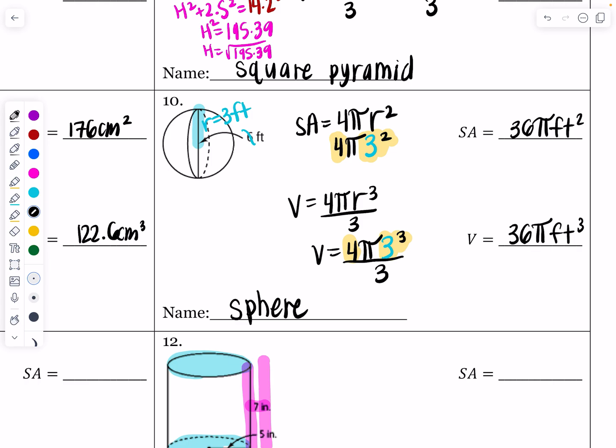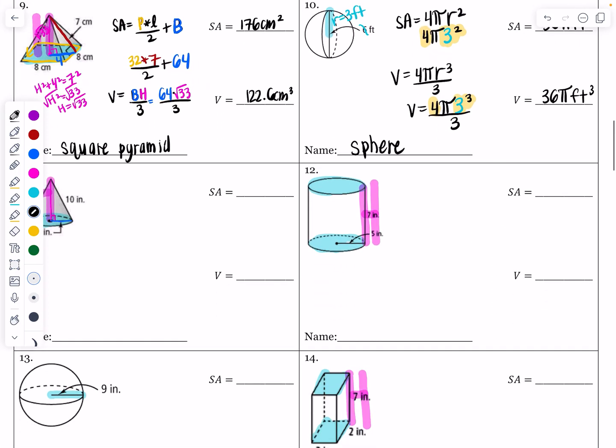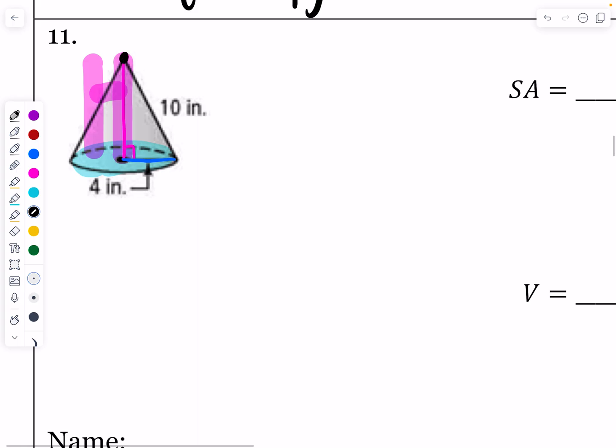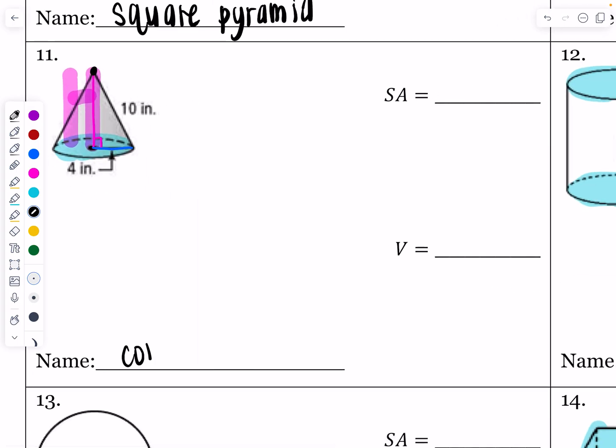So this is cool. The surface area actually matches the volume on this problem. One is in feet squared because it's surface area. One is in feet cubed because it's volume. So what is my next shape? Well, it does come to a point, but it's got a circular base this time. So this is going to be called a cone.